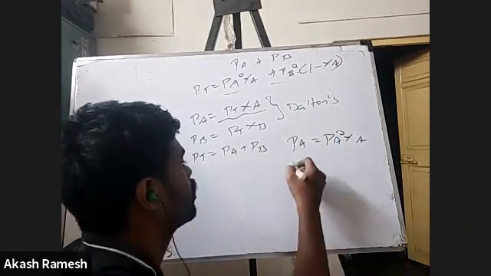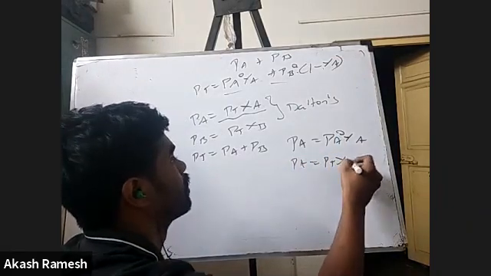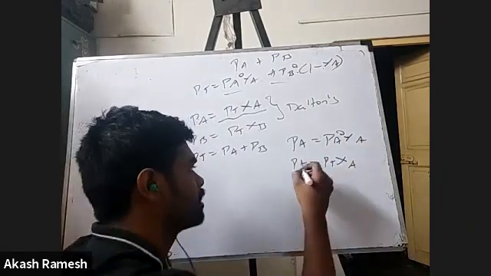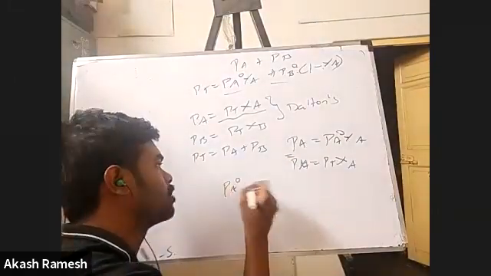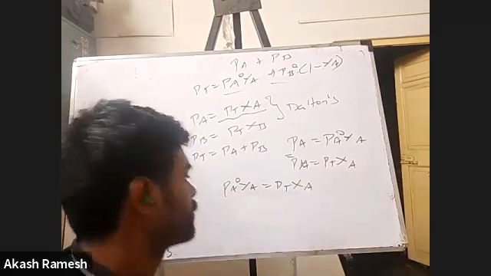Okay, and I have one more. PA is equal to P total into XA. Right? I think I'm done. So if I just equate these two, what I have is PA naught into YA is equal to P total into XA.